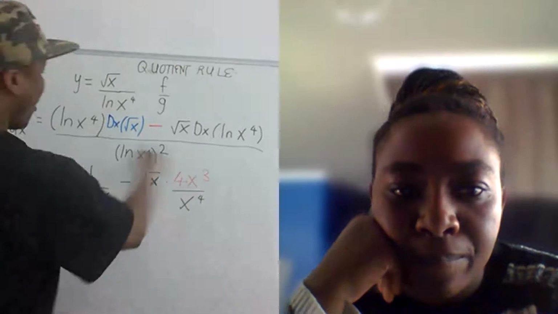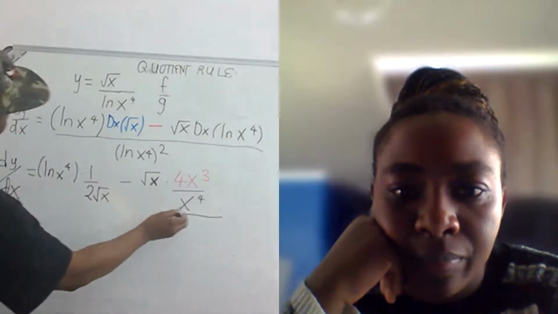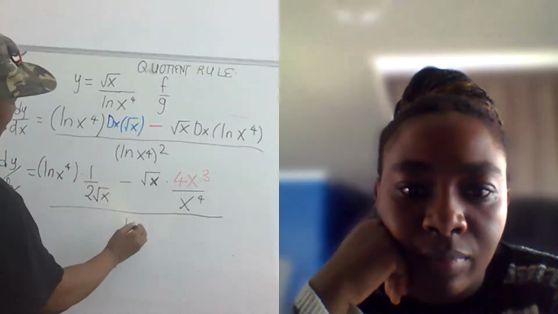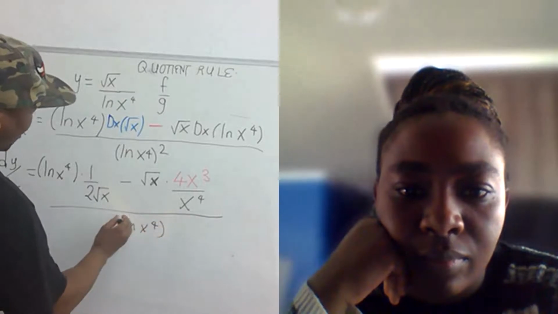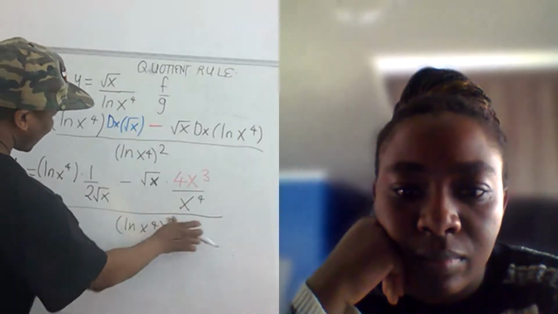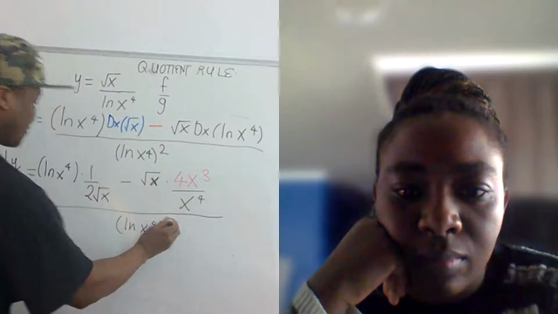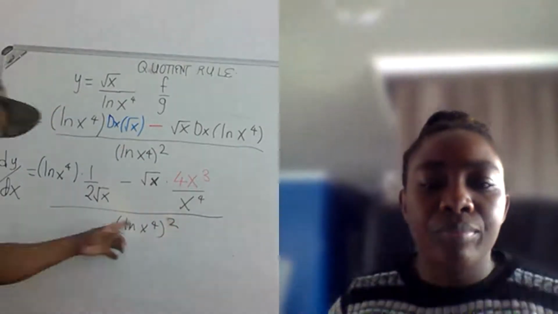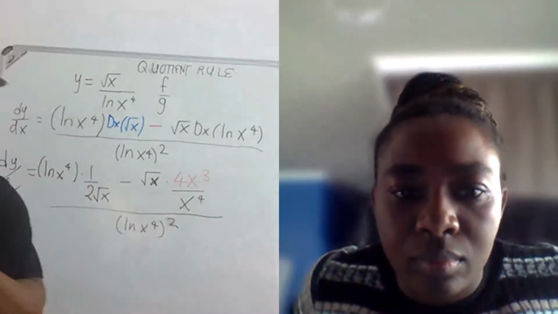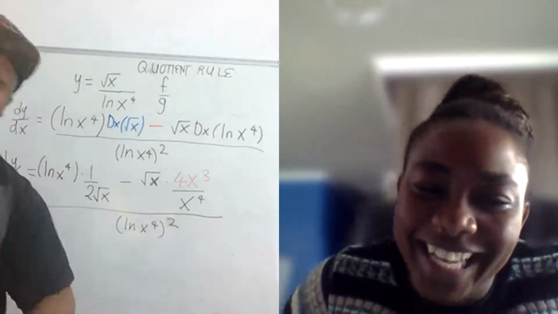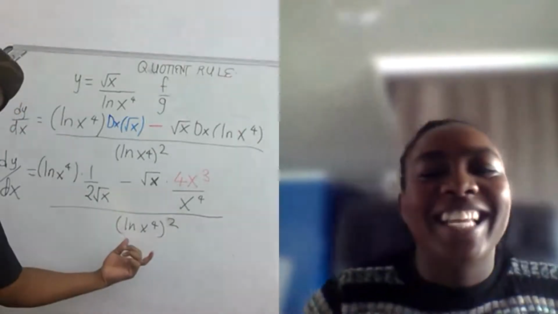So then after that we say over ln x power 4, power 2. Don't do anything here, right? Don't do anything for the numerator. Don't worry about it. Don't say, oh, this will be ln x power 8. No, don't do that. You'll be wrong.